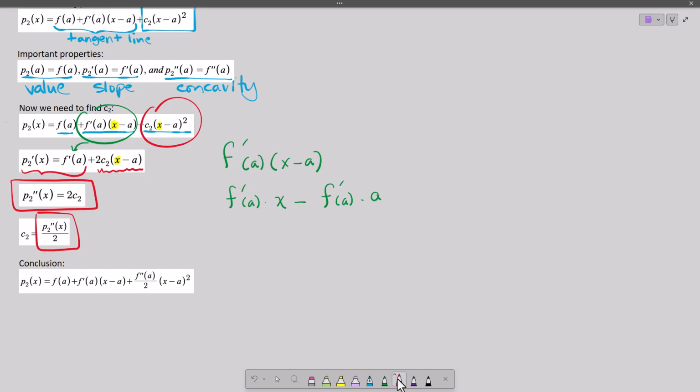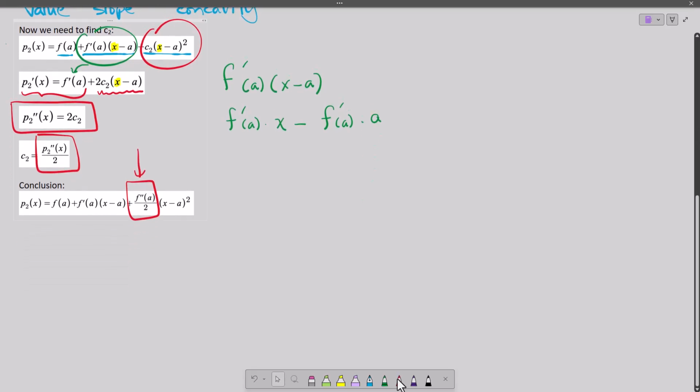And that has to match the second derivative of the function. So this and the function's second derivative have to be equal. That is what the second constant needs to be. This C2 constant needs to be f double prime divided by 2, just like the first constant needed to be f single prime divided by 1. So now we have a pattern to generate these constants, or we've at least started to see what the pattern is.